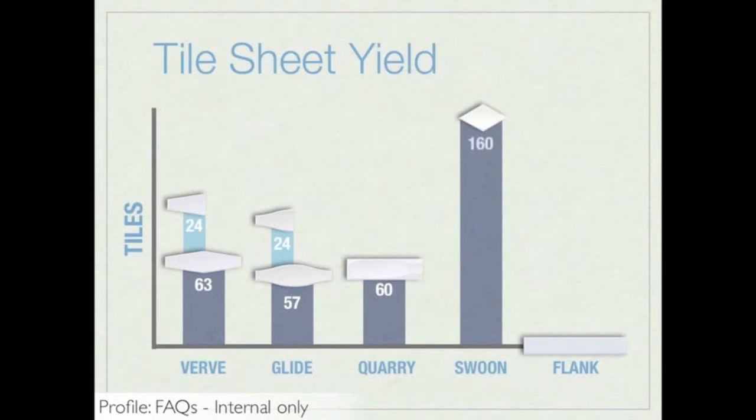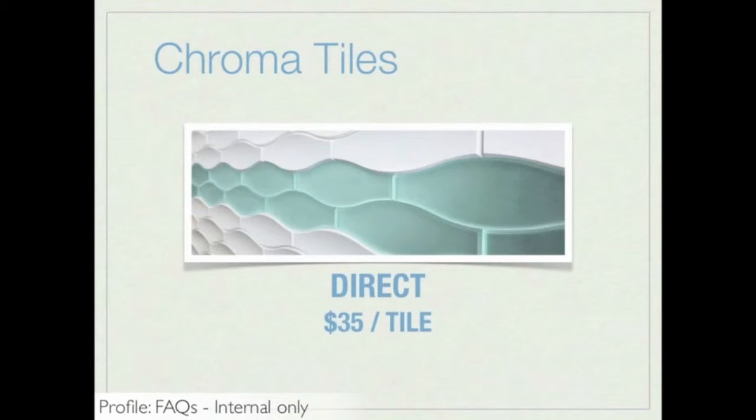Swoon yields 160 full tiles, and Flank provides 28 tiles at various widths. We'll talk more about Flank tile yield in just a moment. But first, be aware that Clear plus Reflect Chroma tiles are available via Direct for $35 per tile.